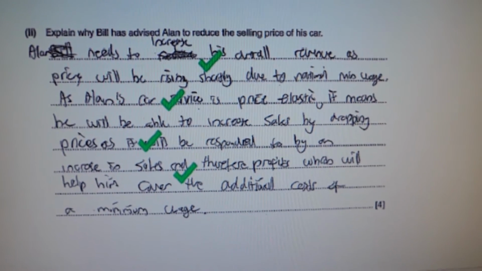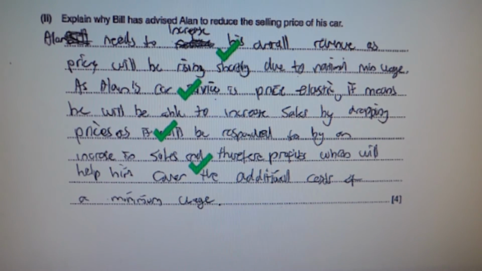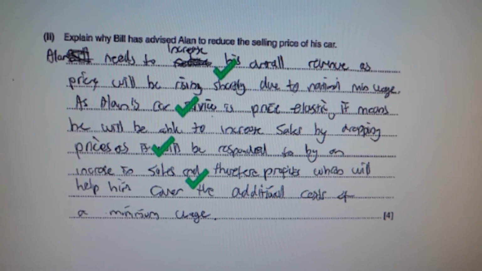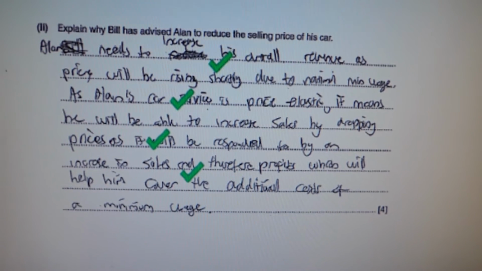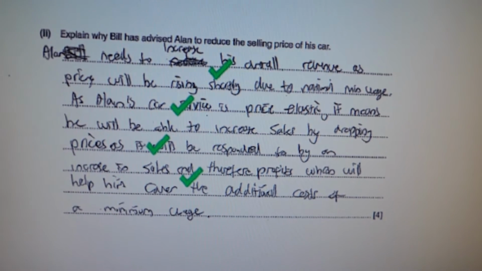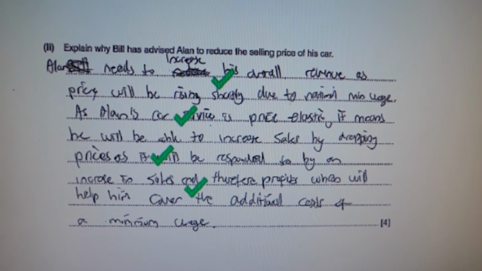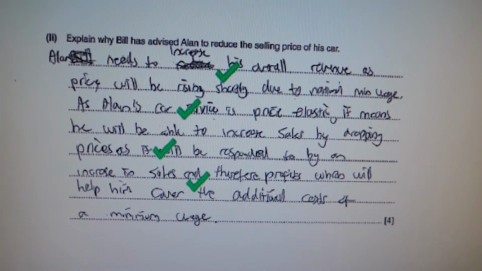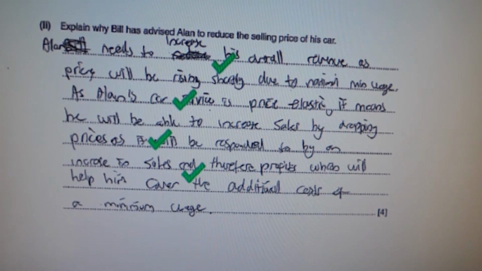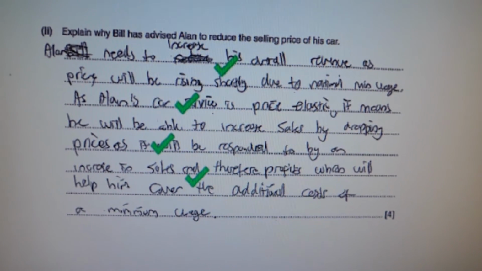Question 3C part 2. Explain why Bill has advised Alan to reduce the selling price of his car. So in the previous example, you're already told, or you've calculated, that the price elasticity of demand for the cars is very price elastic. So that means a small change in price, which would mean a reduction in price in this instance, would lead to a very significant increase in the quantity demanded. And therefore the likelihood of Alan selling his car is much greater, and so you just need to write an answer to that effect.